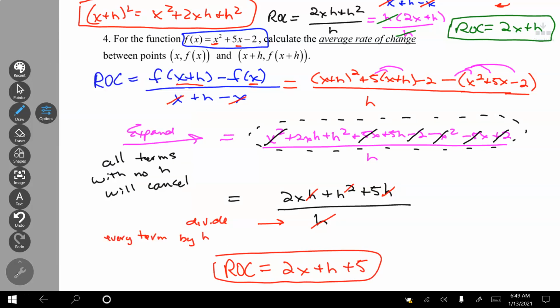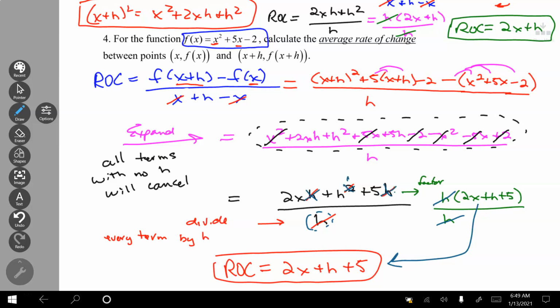Or, if you do want to factor it, you could factor this numerator, and you get h times 2x plus h plus 5, and you get an h on the bottom, and you do see that these h's cancel out, and you get the same result. So I factor when I have to, but I recognize that this 1h is canceling out 1h everywhere. I cancel out 1h here, I cancel out 1h here, I cancel out 1h here. I get my rate of change of 2x plus h plus 5. And like I said, it took me 1, 2, 3, 4, like 5 steps. Okay, thank you very much.